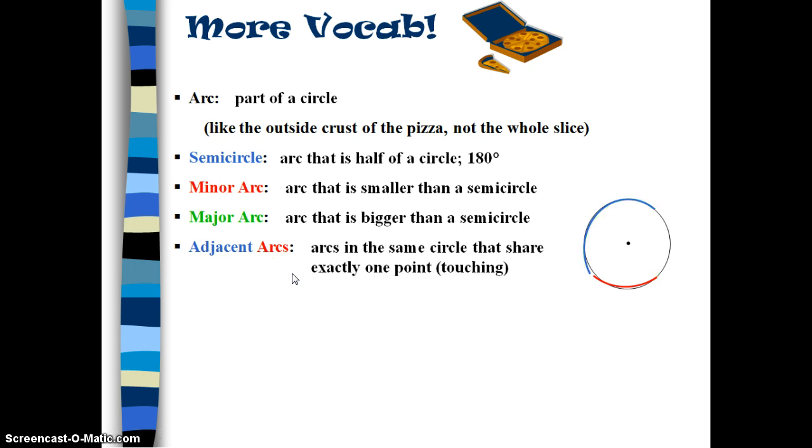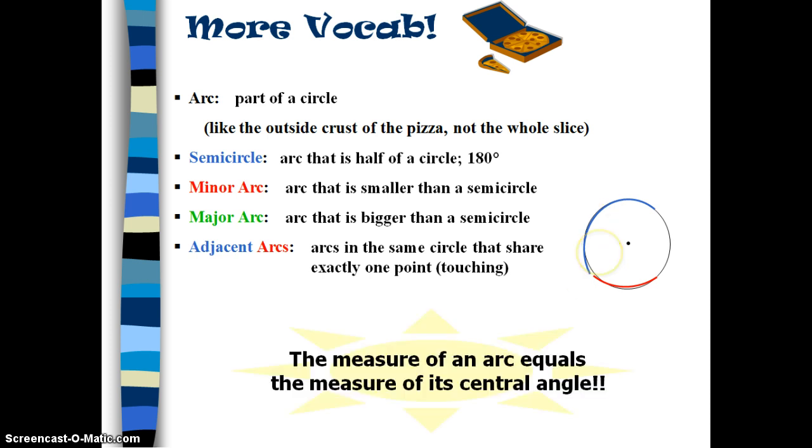Adjacent arcs are going to be arcs in the same circle that share exactly one point, or they're touching. So this semicircle and this minor arc are touching right here at this point, even though it doesn't look like it, just imagine that they are. So those would be adjacent because they're next to each other. The measure of an arc is always going to equal the measure of its central angle. So if the central angle for this arc was 80 degrees, then the arc would also be 80 degrees.